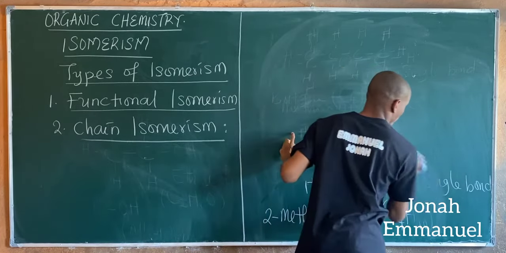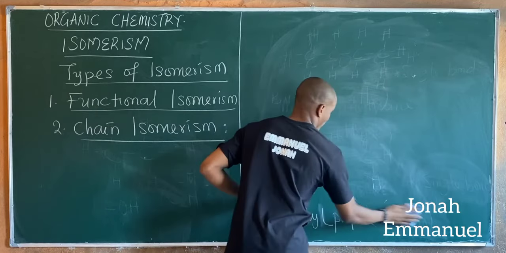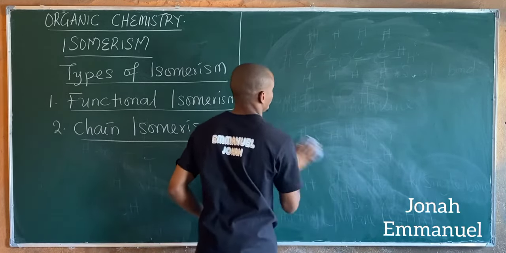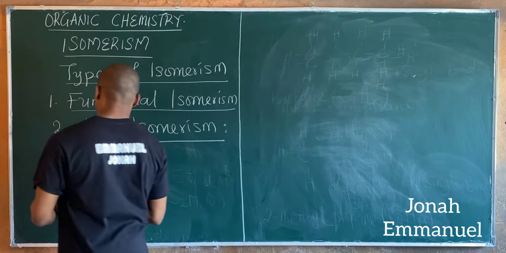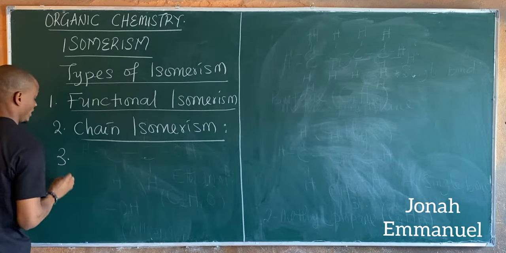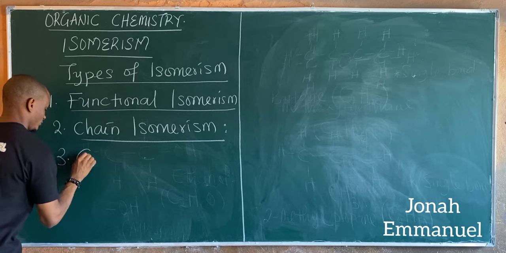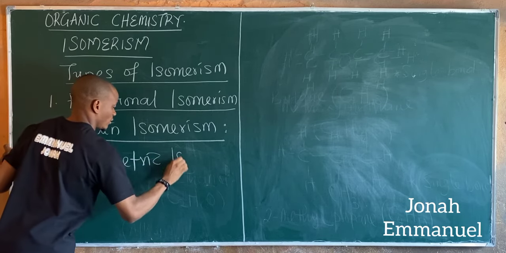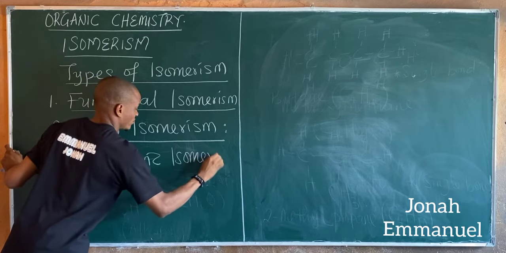Let's look at the third and final type of isomerism that we can get. The third type of isomerism that exists is known as geometric isomerism.